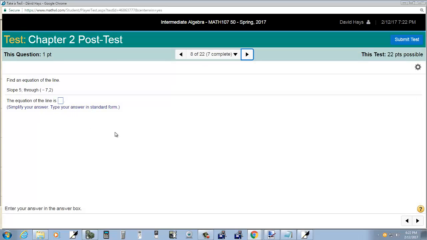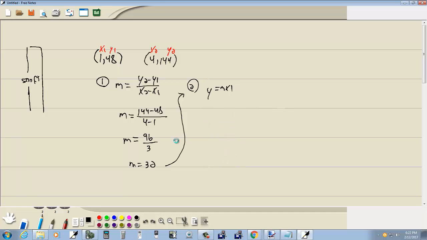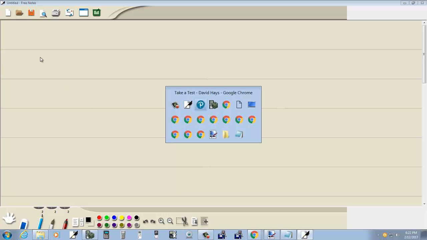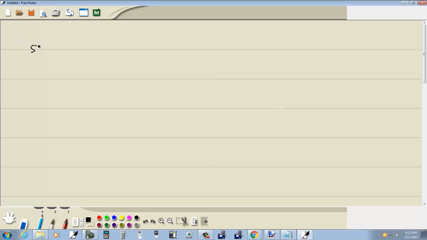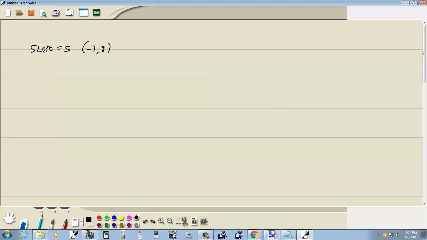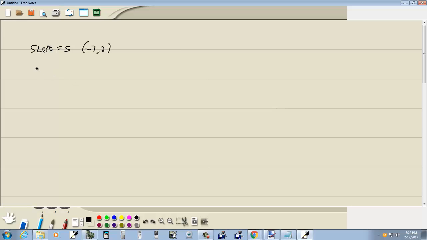Okay, find the equation of the line, given the slope and a point. So let me clear this off. Okay, so slope is 5. And it passes through the point -7, 2. And it says to find the equation of the line. Well, step 1. We want to find our slope, find m. Well, that's given. M is equal to 5.